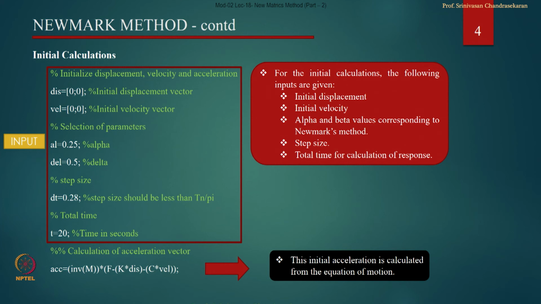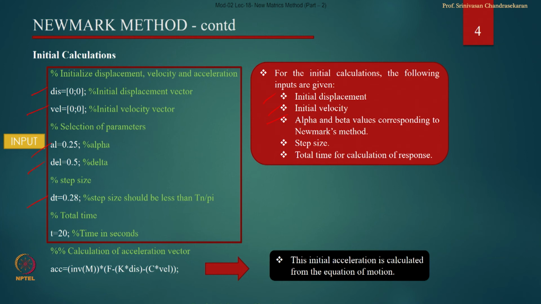I need to give initial displacement, initial velocity. Initial displacement and velocity are set to be 0 and I have to compute the initial acceleration, which I will compute later. Then I need to give the alpha and beta values which are entered here. The delta value is referred to as beta in the literature, that is why this method is called Newmark's beta method. You also decide the step size, that the delta t should be lesser than the delta t critical.